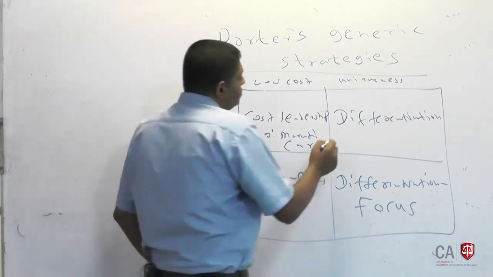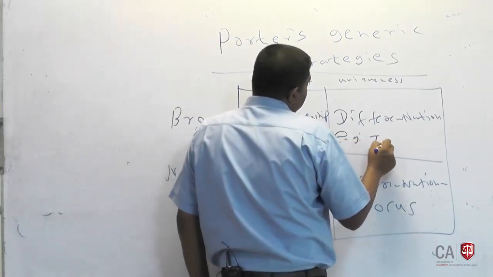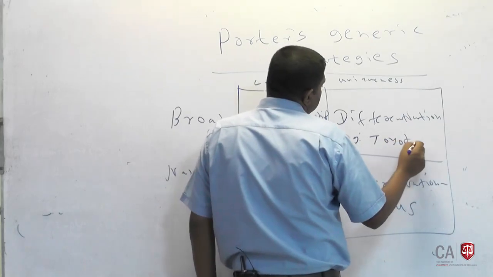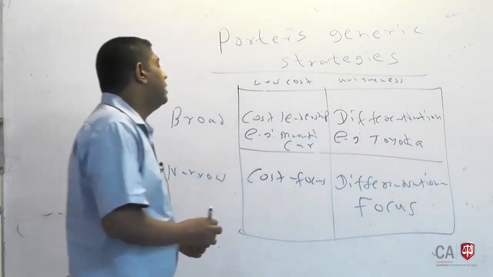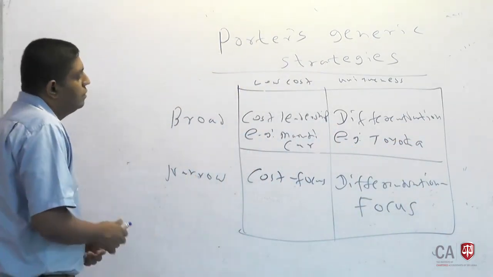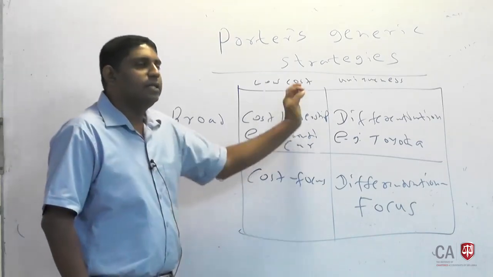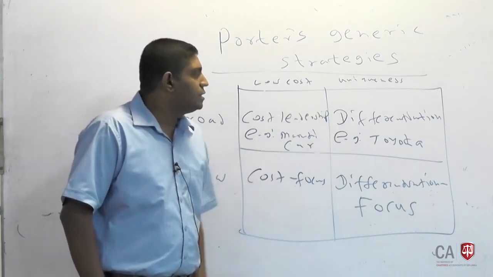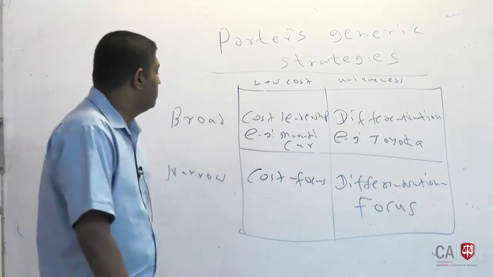Uniqueness, Toyota. Their price is a little bit high, right? But their product is a high quality one. That is an example of differentiation strategy.